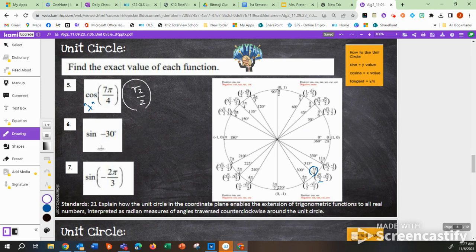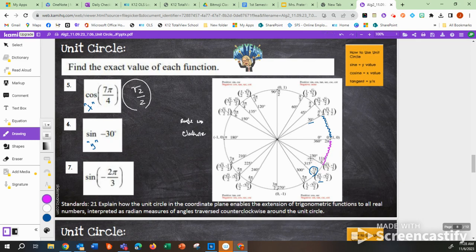Sine at negative 30. Okay, what do we do when the angle is negative? So let's remind ourselves sine is y. So we're looking for the y value. When the angle is negative, we rotate clockwise. So to get to negative 30, positive 30 is rotating counterclockwise. So positive 30 would be here. So negative 30 would be rotating with the clock.